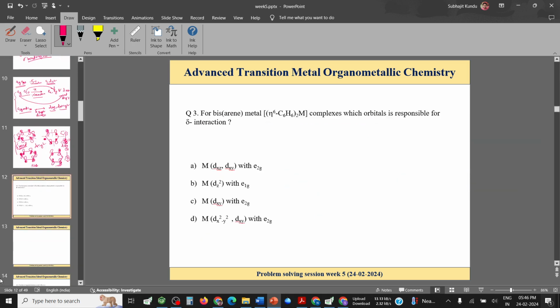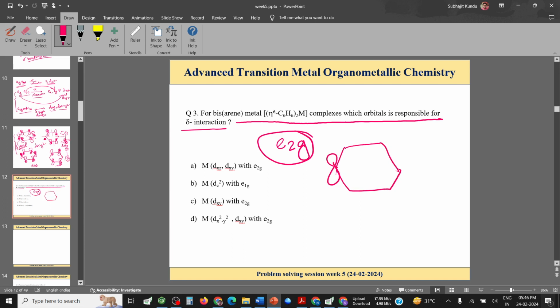Here also the question is one which I discussed a few minutes earlier. For bis eta 6 metal complexes, which orbital is responsible for delta interaction? We know that the E2G orbital is always responsible for the delta interaction. So what will be the structure of the E2G orbital? We can draw that E2G has the number of nodes equal to 2, and this E represents the degenerate orbital, whereas A1, B1, that is the alphabets A and B, represent the non-degenerate orbital.